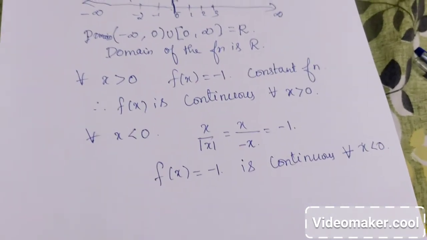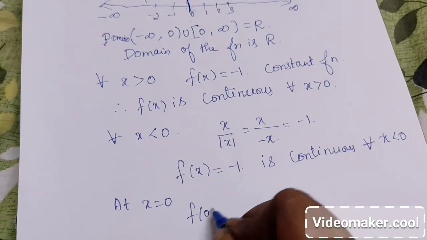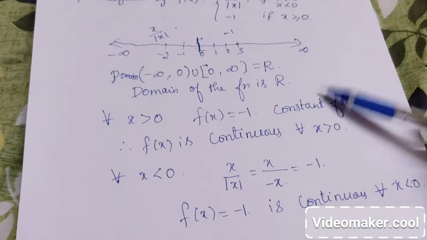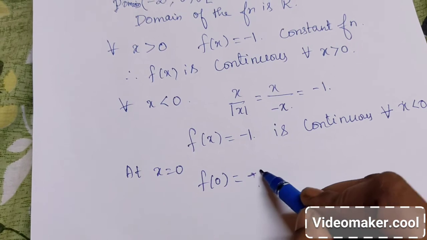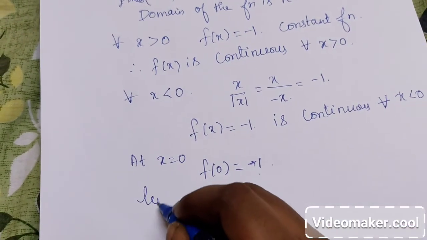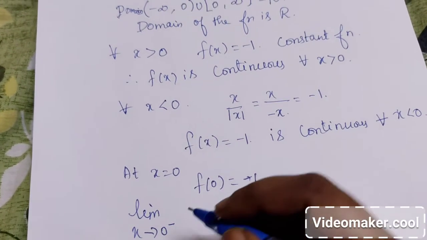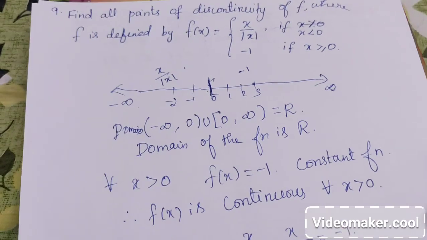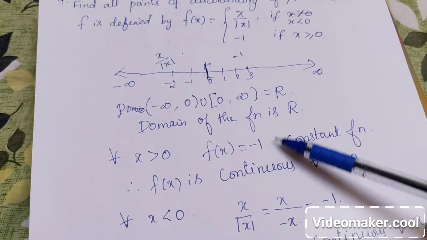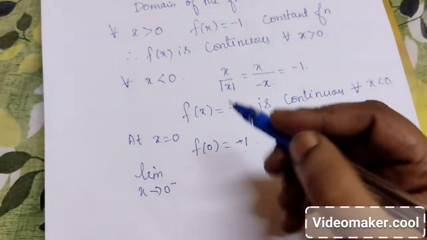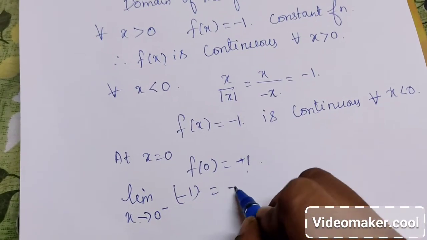At x equal to 0, what about the functional value? f of 0 will be -1, the output will be -1. Now we'll consider the left hand limit, as x tends to 0 from the left hand neighborhood. What about the function we have in the left hand neighborhood? We have x by mod x, so that is -1. This term is independent of x, so we'll have -1 only.